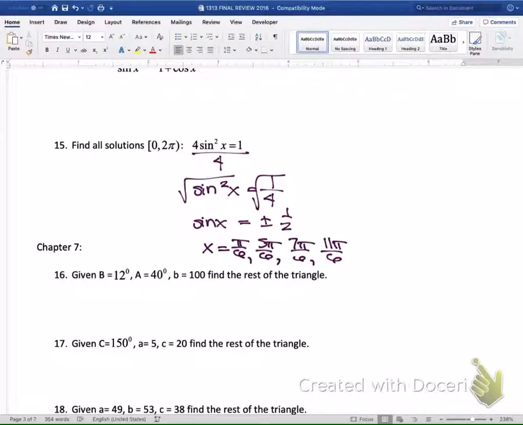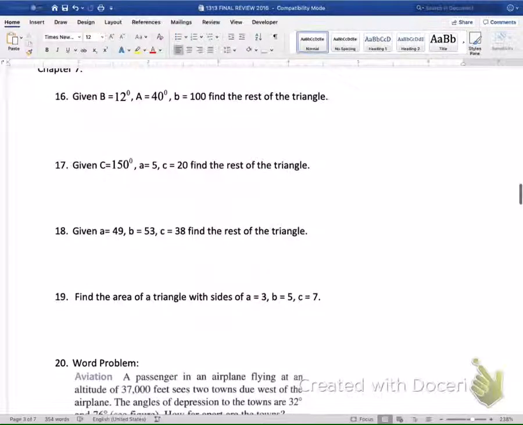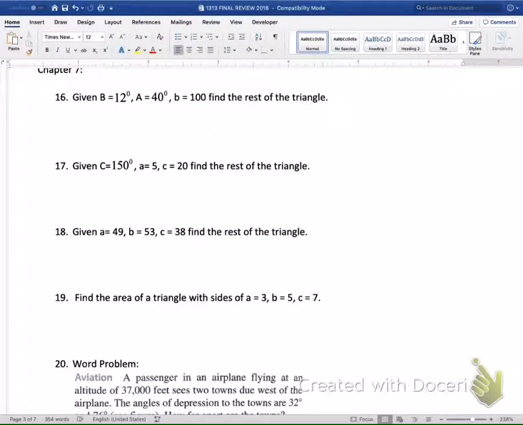All right, now, here's what we tend to forget because it's been forever and we also don't love it. Law of sines, law of cosines. This is the chapter 7 stuff. When we do law of sines, law of cosines, first off, we make sure we are in degrees.